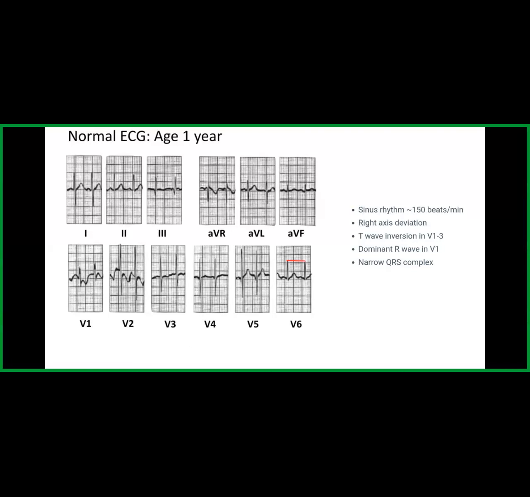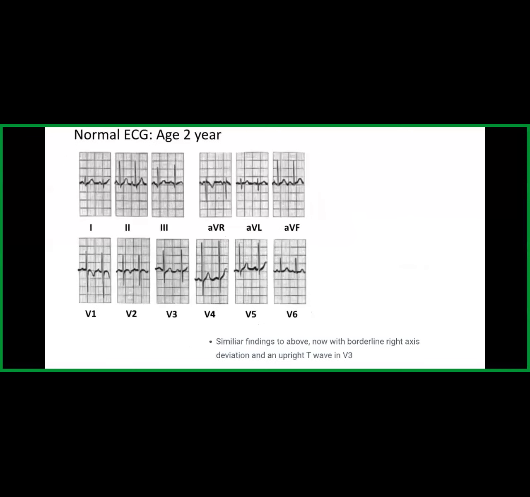There is a dominant R wave in V1 as compared to the second positive deflection, and a narrow QRS complex, which is a very common finding with a heart rate of more than 150 in a child of 1 year. So in a child of 1 year, T wave inversions in V1, V2, V3 are a normal finding. And if the heart rate goes above 120, then a QRS shorter than 0.08 is also a common finding.